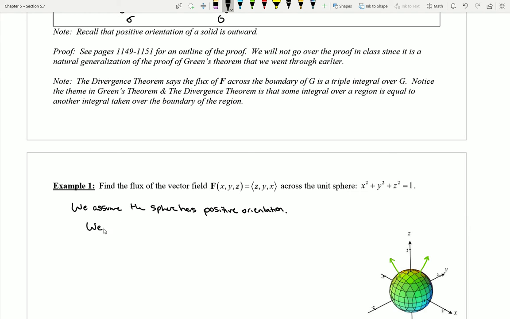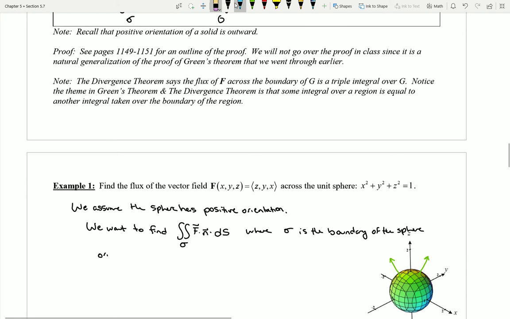So we want to find the double integral over sigma, which again is going to be represented as the boundary of this unit sphere, for F dotted with n, which represents my positive orientation. Again, here I'll say where sigma is the boundary of the sphere, oriented positively. Okay, so that's what I want to find.